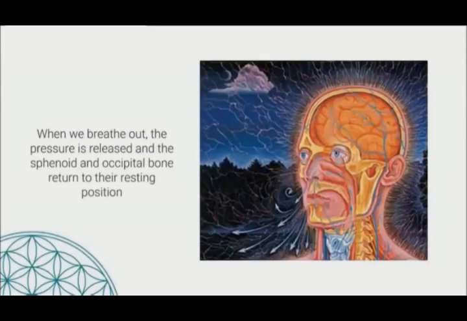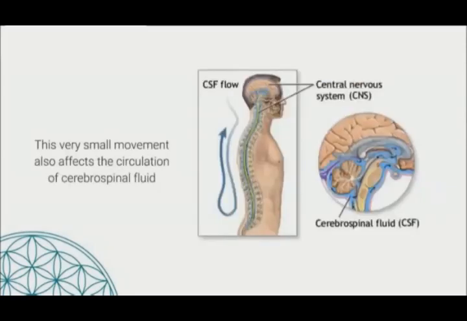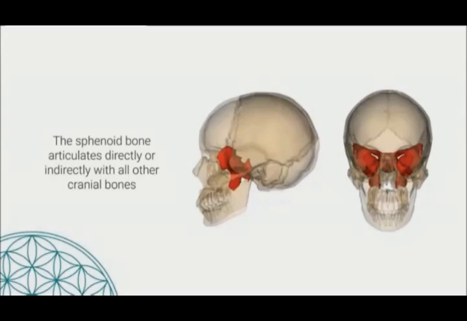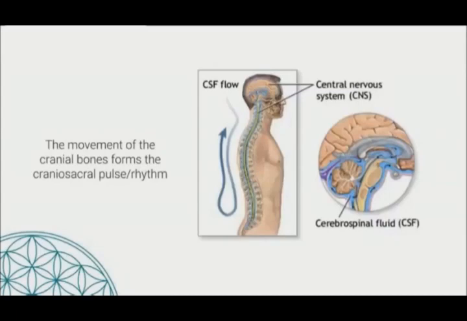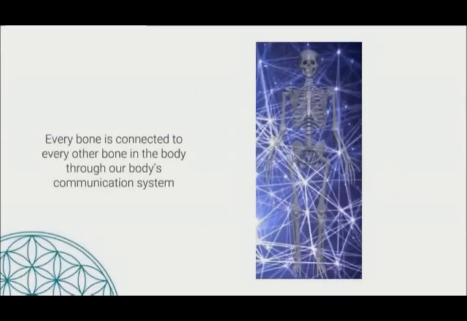When we breathe out, the pressure is released and the sphenoid and occipital bone return to their resting position. The SB junction closes, which allows for proper exhalation. This very small movement also affects the circulation of cerebral spinal fluid. The sphenoid bone articulates directly or indirectly with all other cranial bones. The movement of the cranial bones forms the craniosacral pulse rhythm. This pulse pumps cerebral spinal fluid around the brain and the spinal cord, delivering nutrients, removing waste, and modulating the neuroimmune system. Every bone is connected to every other bone in the body through the body's communication system.